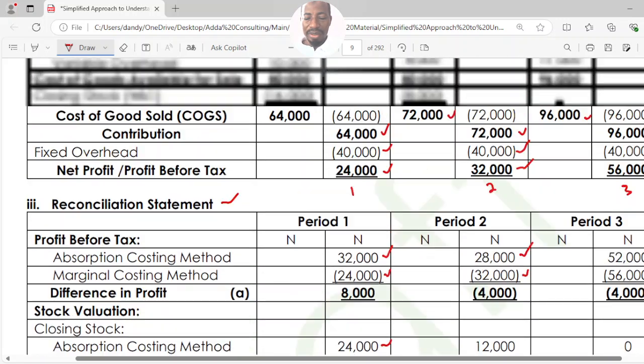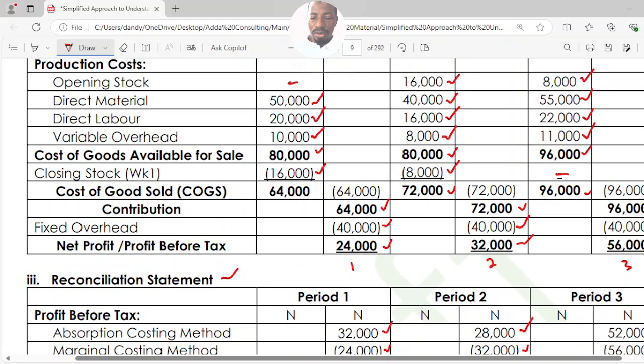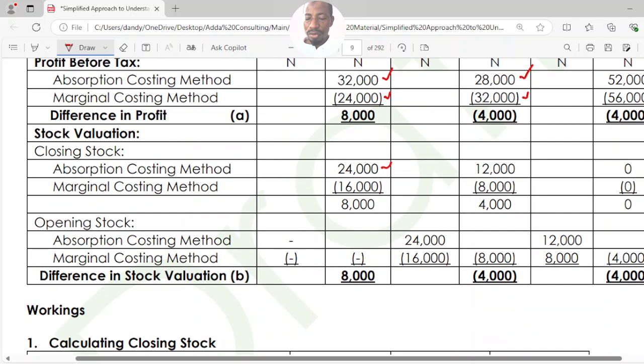Under the marginal costing in the first period, closing stock is 16,000 naira. Therefore, 24 minus 16 will give us 8,000. Then I need to find this 8,000 represent difference in closing stock. This is difference in closing stock.